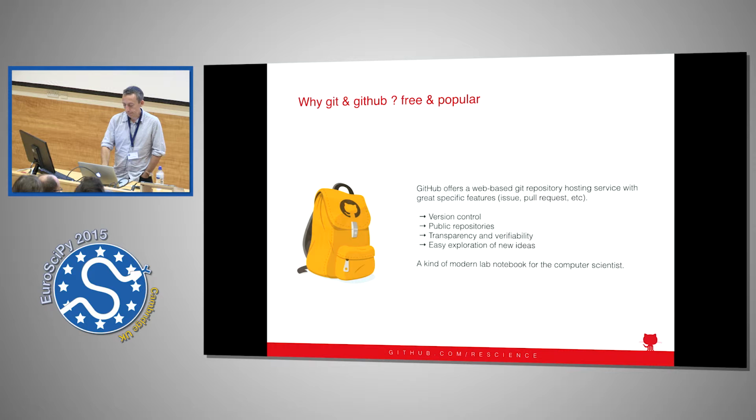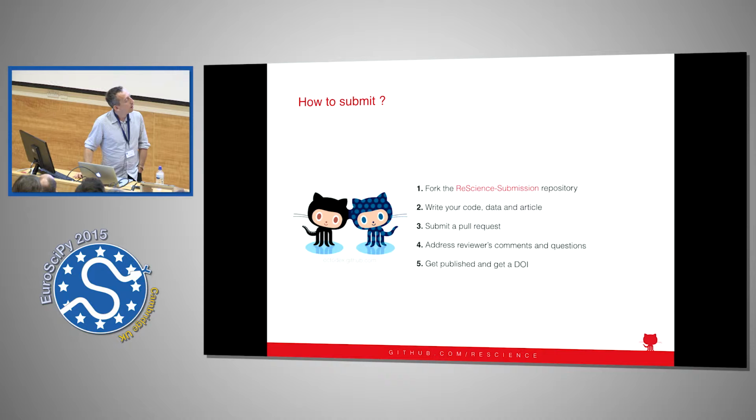So how to submit? Well, it's rather easy. There is a repository called ReScience Submission. You have to fork this repository. Then you will have a code directory, an article directory, data, and notebook. So you can implement the new paper the way you want. Only for the article, this is Markdown format, and we are using Pandoc. And this is where you describe the new implementation and what you have to change and how you replicate the results.